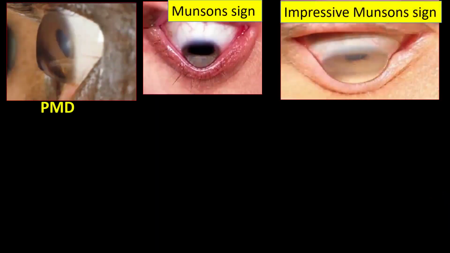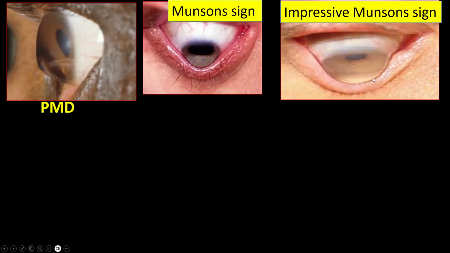So look at what you have here. This is pellucid marginal degeneration. You have the thinning inferiorly, instead of the thinning in the case of keratoconus, where you have it almost at the center. Here you have it inferior to the center of the cornea. And that gives you, when you ask the patient to look down, this V shape of the cornea, V shape of the eye rather. So this is what we call the Munson sign in keratoconus.